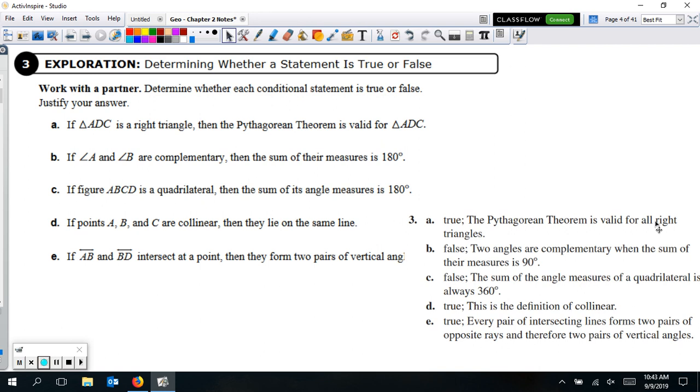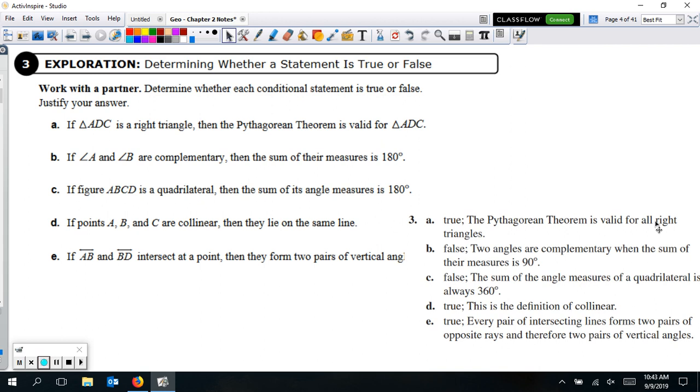And then B says if angle A and angle B are complementary. We learned that word last chapter. Complementary means you add them up to equal 90 degrees. But this one says if angle A and angle B are complementary, then the sum of their measures is 180. Well, that's not right. So that's false, because we know complementary equals 90.